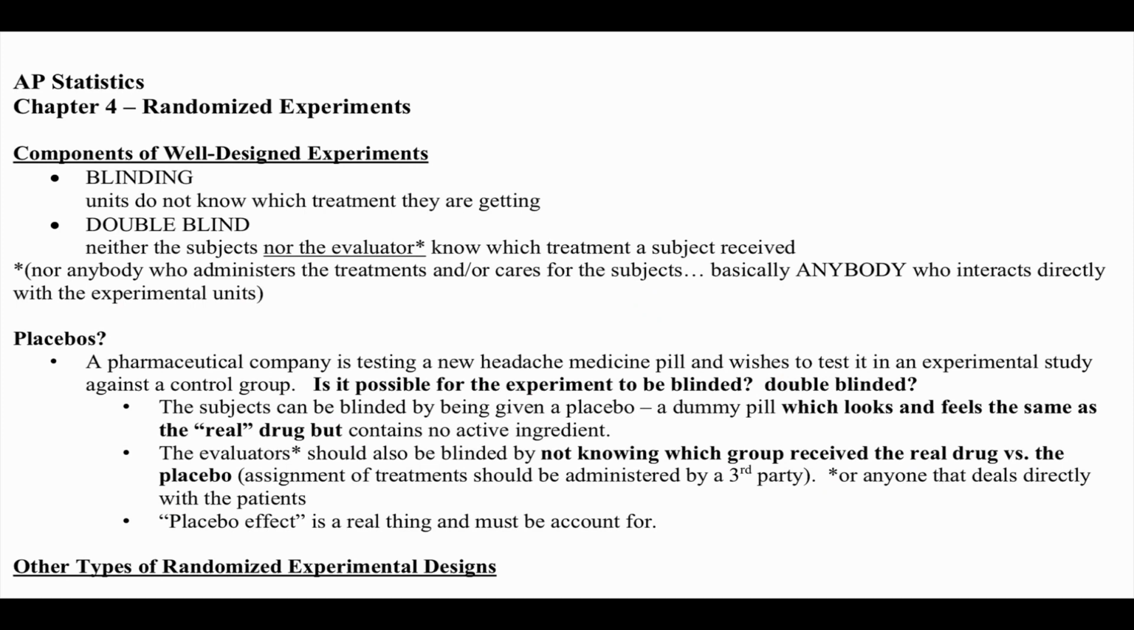Double blinding. Double blinding means I don't know which one I'm getting, and neither do you. So if I'm giving you a pill and you're testing this pill, I don't know which one I'm giving, and you don't know which one you're taking. So no one knows. Well, somebody does know, but not the people that are there. That's double blind. Neither the subject nor the evaluator know which treatment a subject received, nor anybody who administers the treatments and/or cares for the subjects. Basically, anybody who interacts directly with the experimental units.